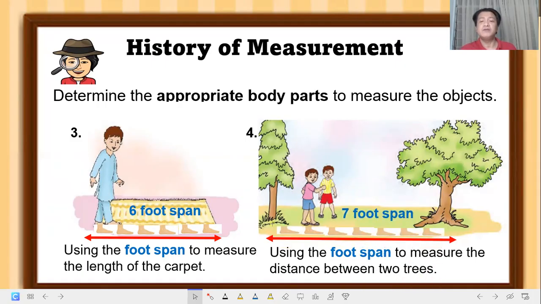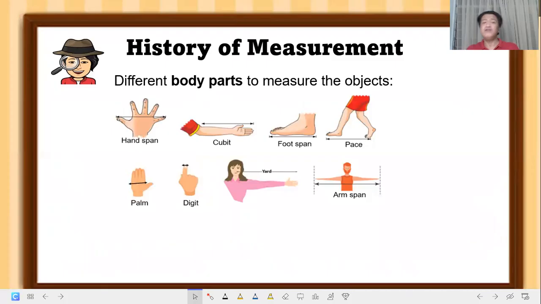And how many foot span? There are 7 foot span. Actually, pwede rin dyan yung cubit. Okay? So, kaya lang mahirap gawin yun kasi sa lupa, no, yung ating kukunin, yung distance nila. Okay, with that, the different body parts to measure objects, we have the hand span, cubit, foot span, tail span, digit, yard, and arm span.